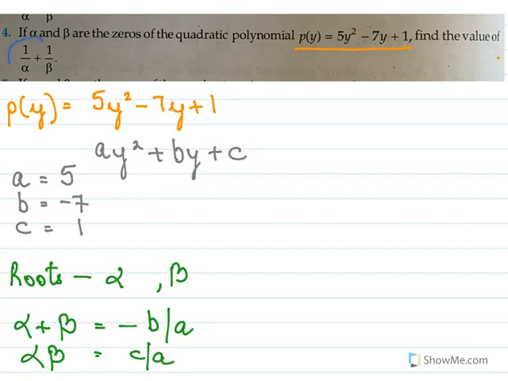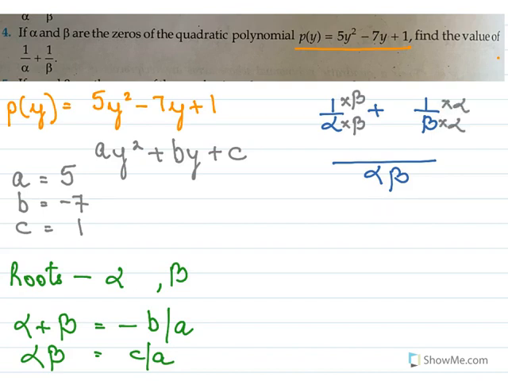So let's go and find out 1 over alpha plus 1 over beta. We take the LCM, which is alpha beta. So we multiply this by beta and this 2 by beta, here by alpha and this 2 by alpha. And in the numerator you have beta plus alpha. And let's put the values: alpha plus beta is minus b by a.